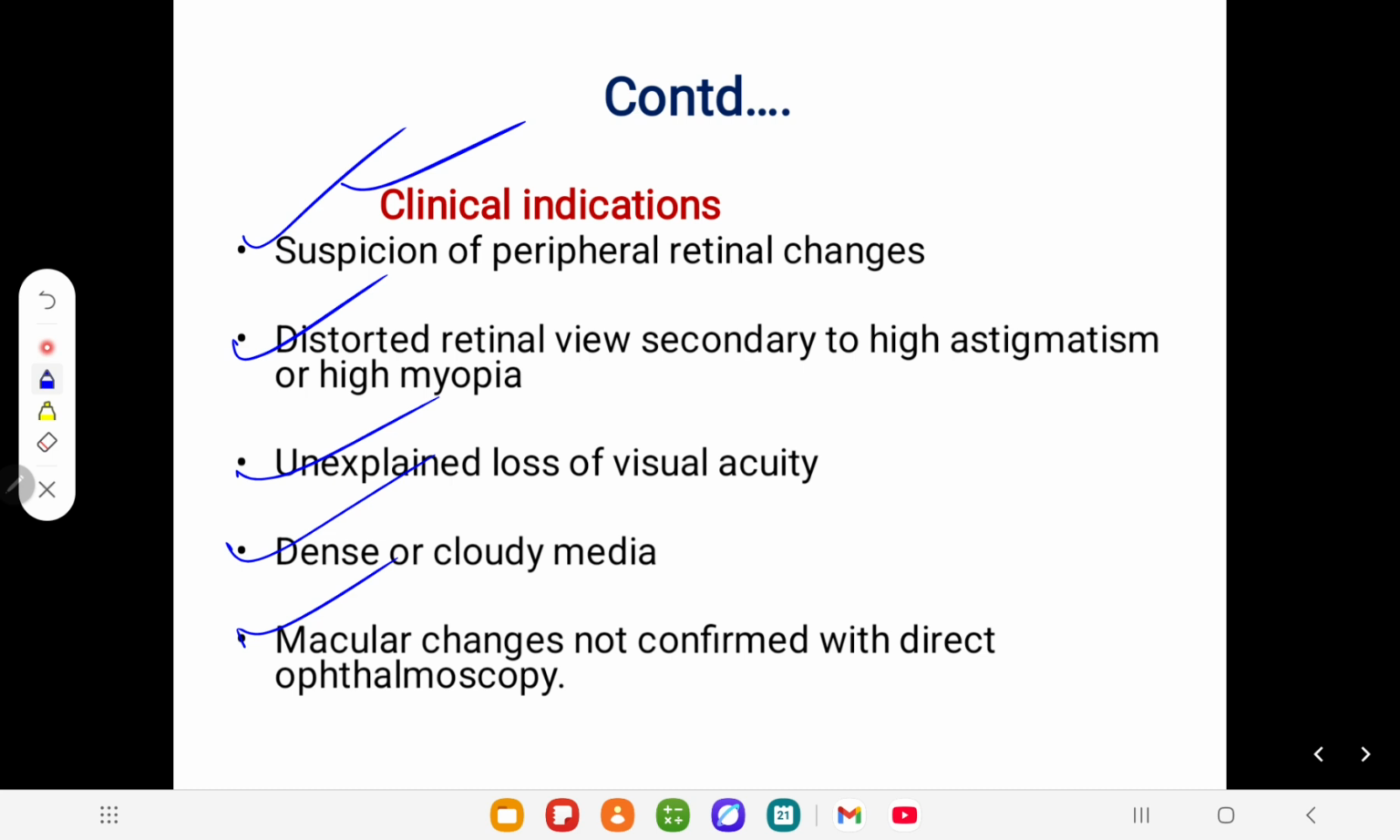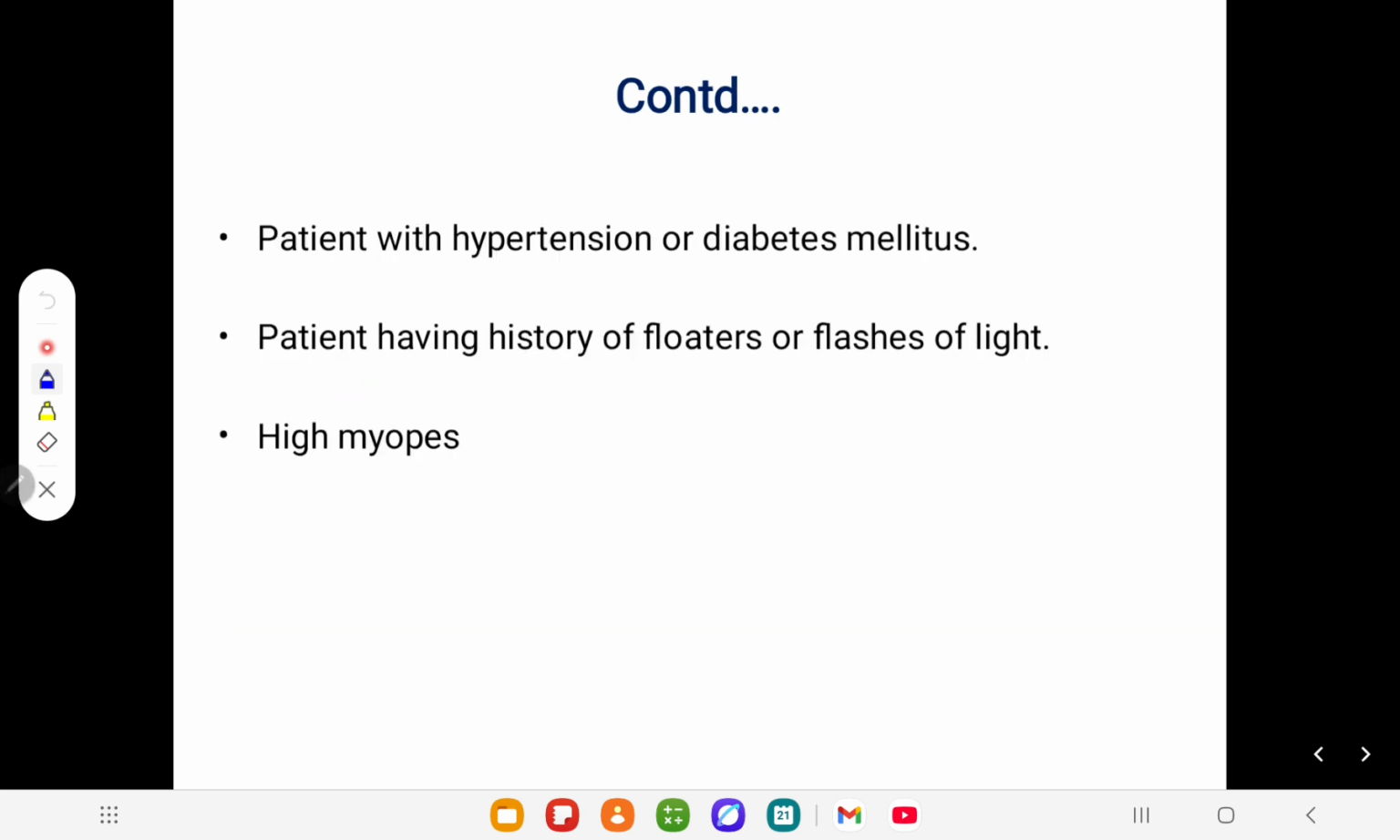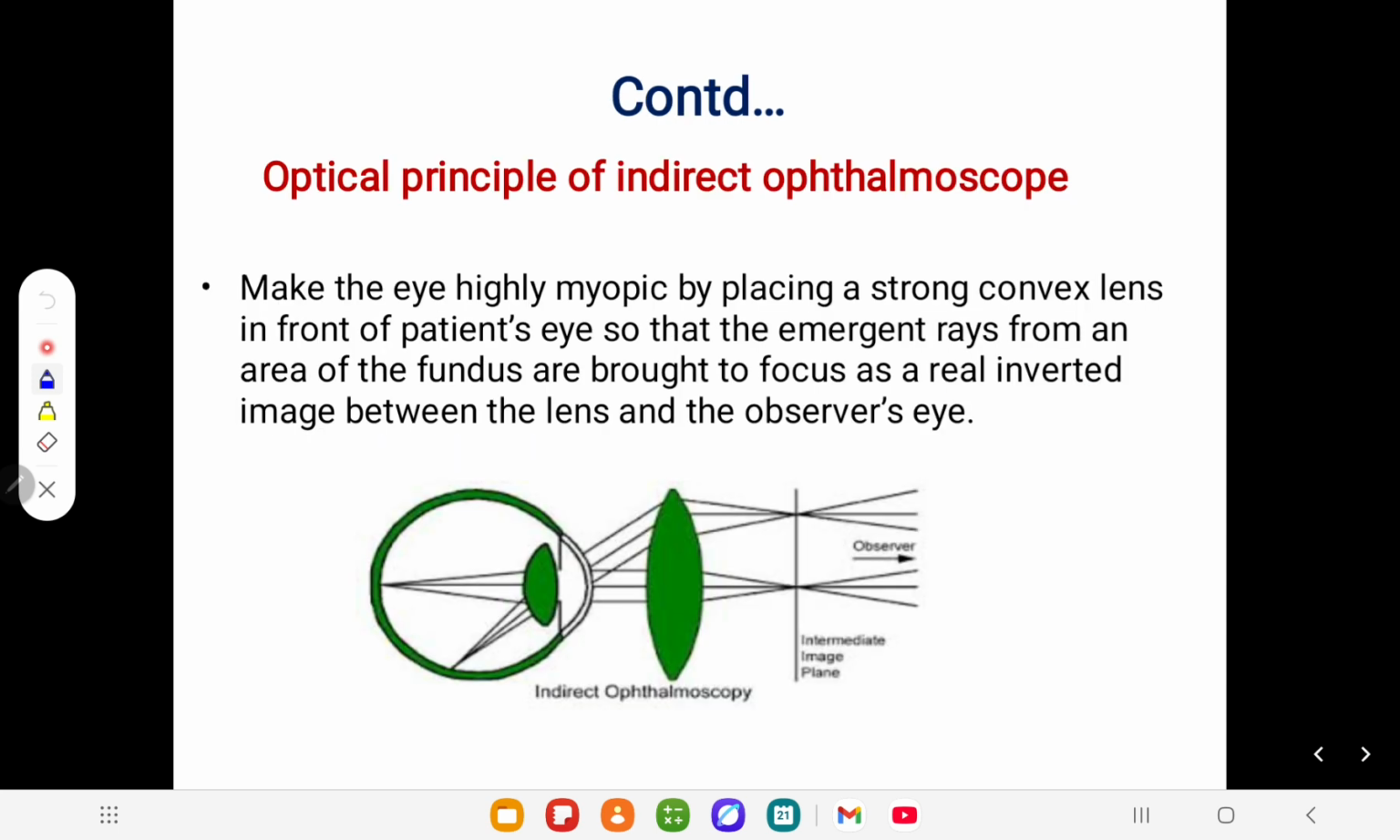Macular changes are not confirmed by indirect ophthalmoscopy, or not that much, because direct ophthalmoscopy is far better if you want to see macular changes. But each has its own advantages. So in a patient with hypertension or diabetes mellitus, to screen the patient in a short time, indirect ophthalmoscopy is very useful, as well as in a patient with a history of fluorescent flashes, and definitely high myopia. If you want to see the myopic changes in the fundus, then definitely it's the better choice.